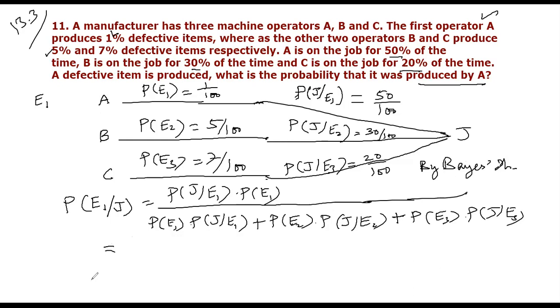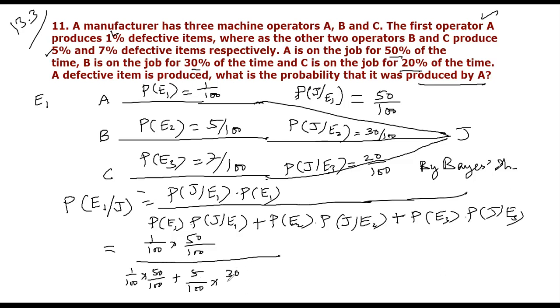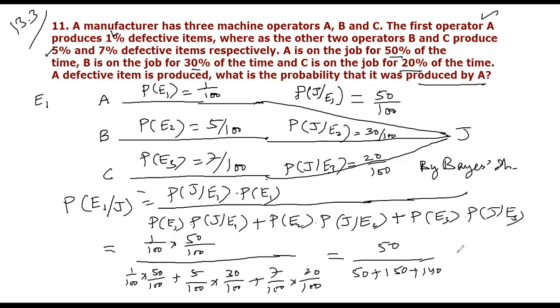Okay, now substitute the values. That is 50 by 100 or 1 by 100 into 50 by 100, divided by 1 by 100 into 50 by 100 plus 5 by 100 into 30 by 100 plus 7 by 100 into 20 by 100. All have LCM 10,000, so 10,000 will cancel. Here we get 50. 5 threes are 15, so 150. 7 twos are 14, so 140. So total is 50 upon 340. So 5 by 34.